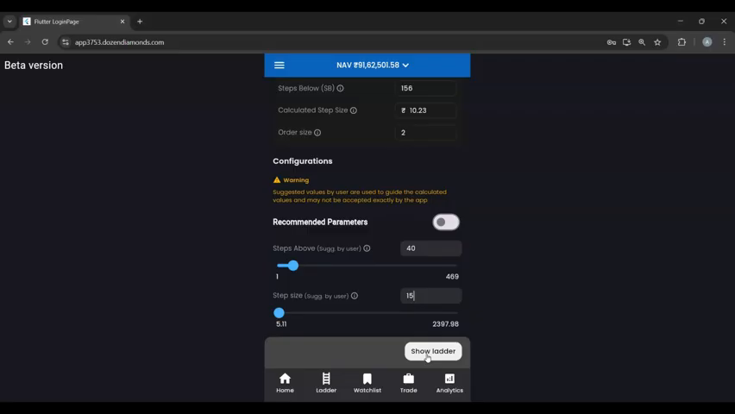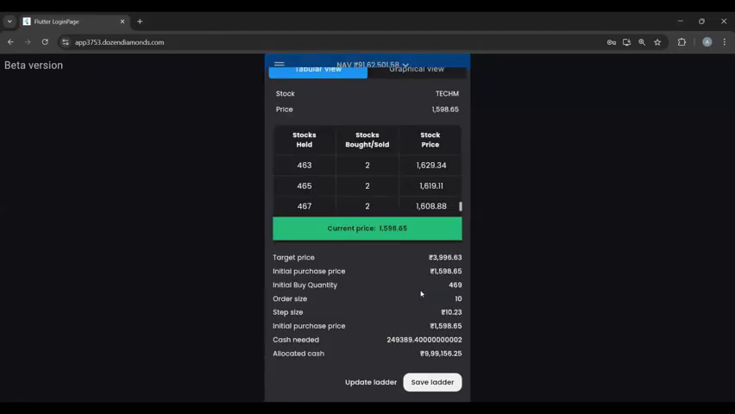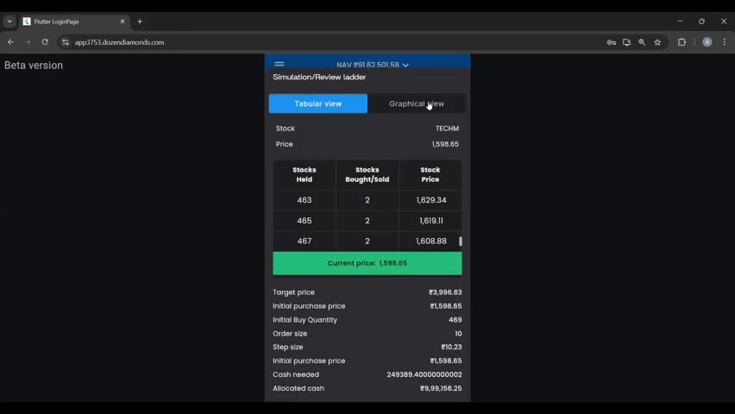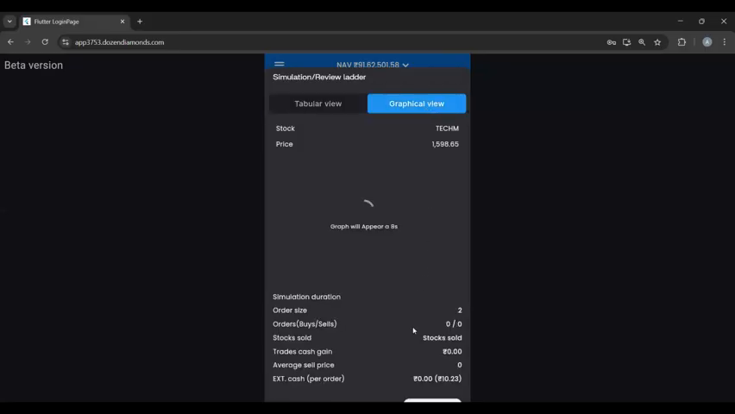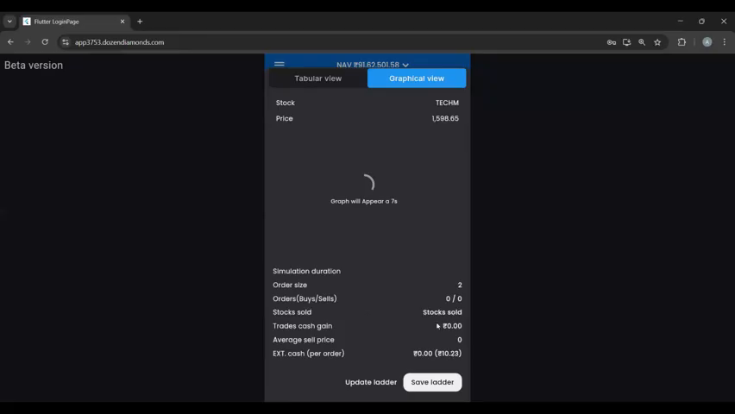Now moving forward, if I click on show ladder, here the entire summary of the ladder is shown. Right? What is my target price, at what price I bought my stock? What is the step size? What is my order size? Order size means how many shares I'm going to buy and sell at 10.23 rupees difference. Right? Now in the graphical view, you can see how much extra cash per order it can generate.